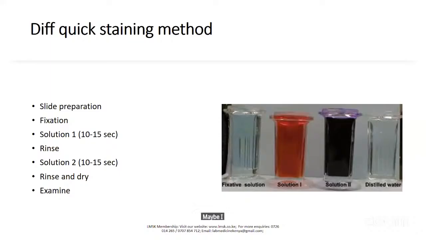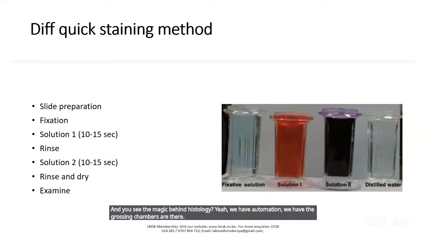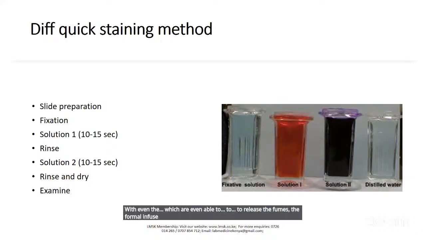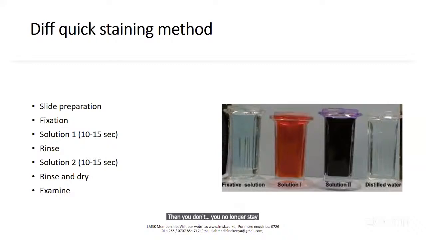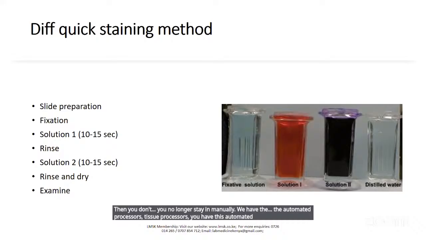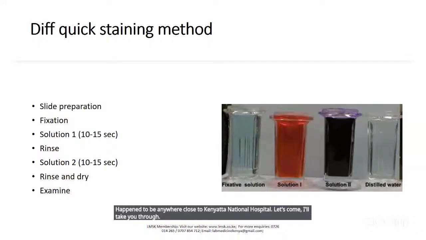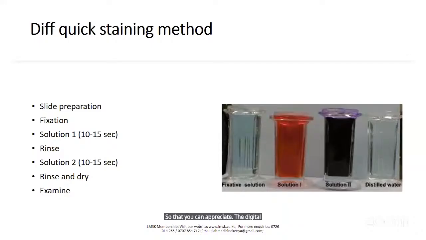Yeah, we have automation. We have the grossing chambers, which are even able to release the formalin fumes when you're grossing. Then you no longer stain manually. We have the automated tissue processors. We have the auto stainers, cover slippers. We have robots in the lab. So if you happen to be anywhere close to Kenyatta National Hospital, just come and we take you through so that you can appreciate the digital. We are almost going to digital pathology.